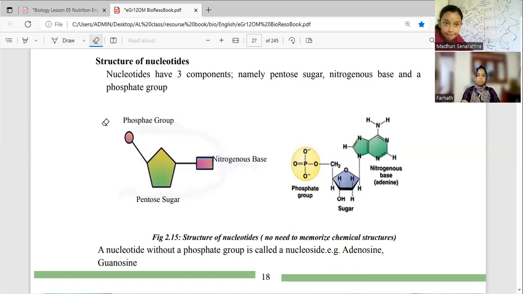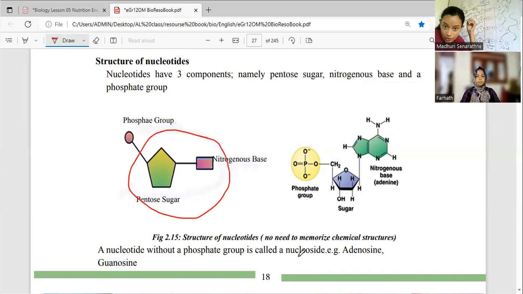Okay, then you know it has three components: pentose sugar, nitrogenous base, and the phosphate group. A nucleotide without a phosphate group is called a nucleoside. Without the phosphate group, we call this group a nucleoside. And after adding the phosphate group, the whole structure we call a nucleotide.